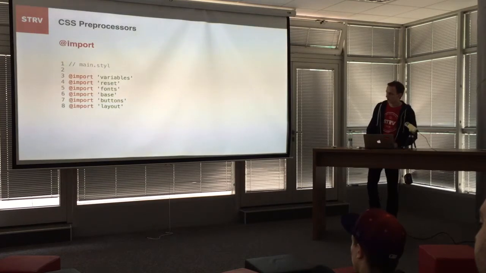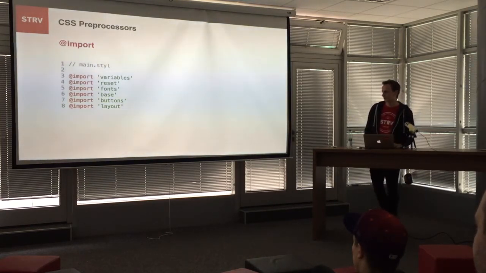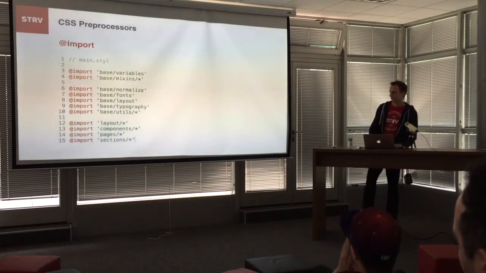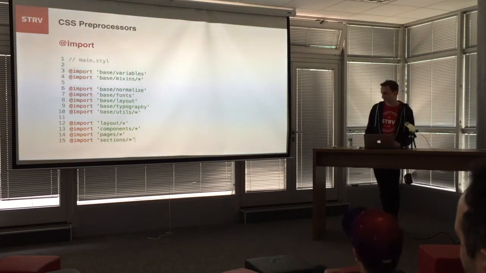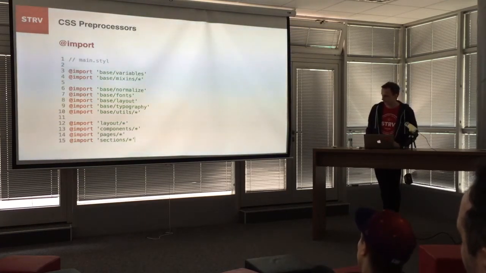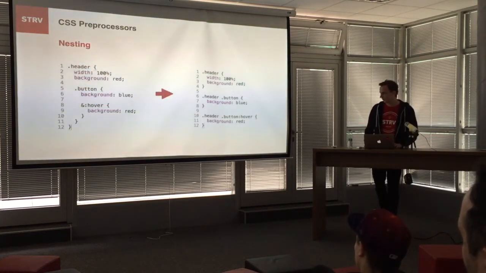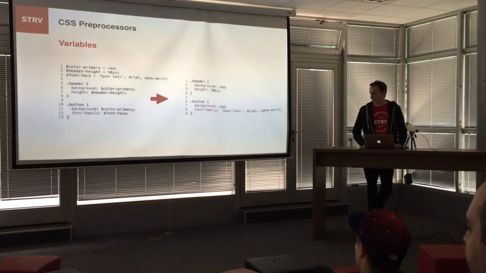So for a simple example, we can divide our CSS into chunks of, for example, blocks, base, buttons, layout, whatever. For a more complex example, you can also use folders. You can also use the asterisk as a wildcard selector that will include all the files inside the directory. We also have nesting, which I think is pretty straightforward. It saves you time. You don't have to always write out the parent class name, that kind of thing.